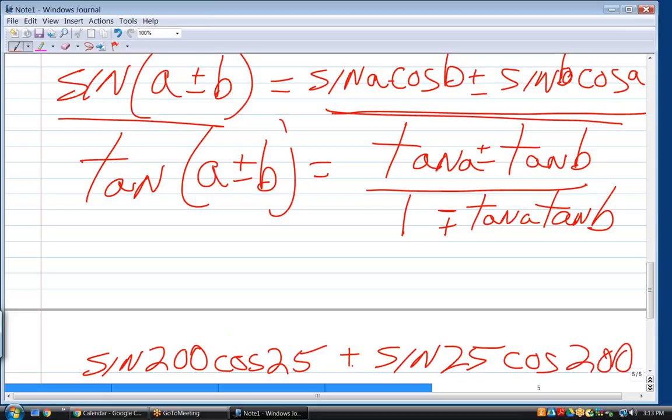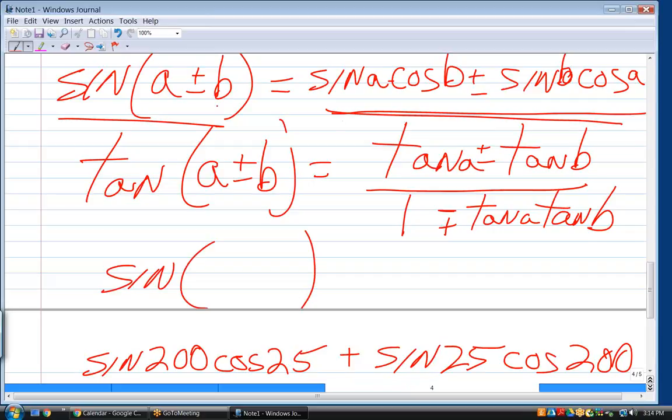In other words, when I see this, I'm looking at this. Okay, so what should that be equal to? The sine of what? If we go from right to left. So I can't add them together? Yeah. Wait, so that's the same as 200 plus 25. Okay. Notice that this is that, or that.